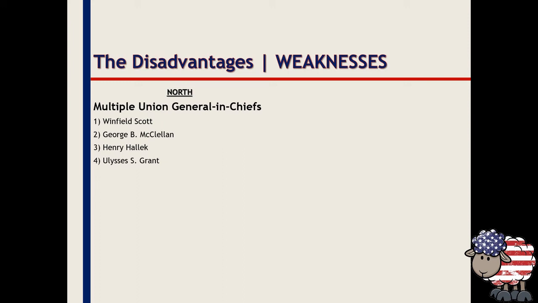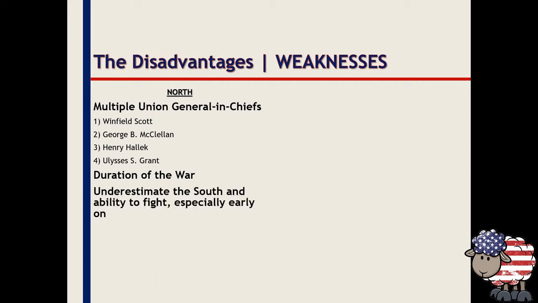The duration of the war, like I just mentioned, the longer that this insurgency lasts, the more impatient the public opinion gets, and the more expensive. And so the duration of the war, the longer it goes on, it hurts the North. Hence, General Sherman's march to try to end it rather quickly. And then the North really underestimates the South's ability to fight, especially early on in the war.